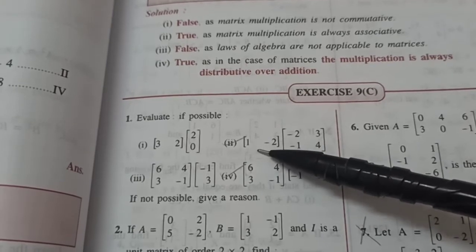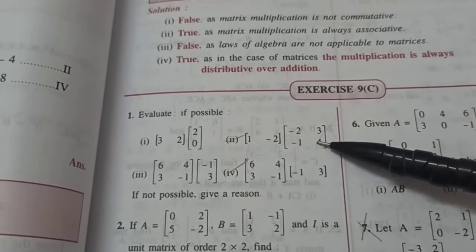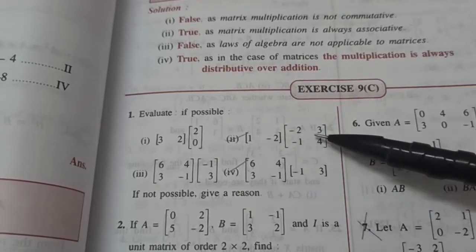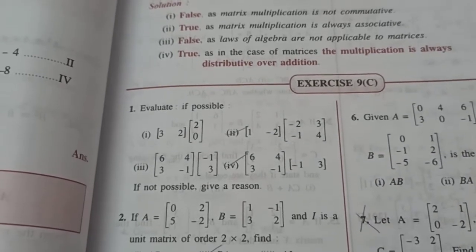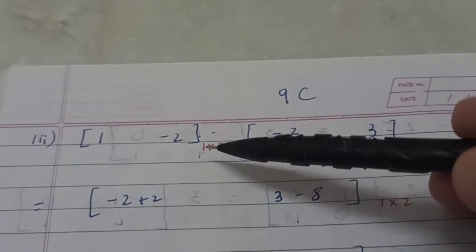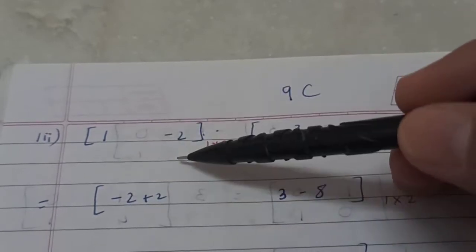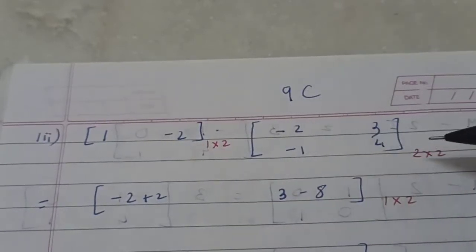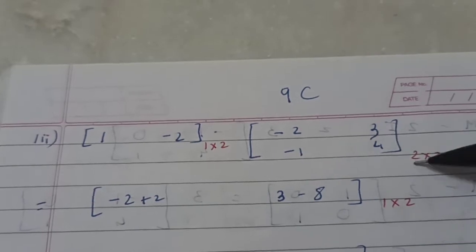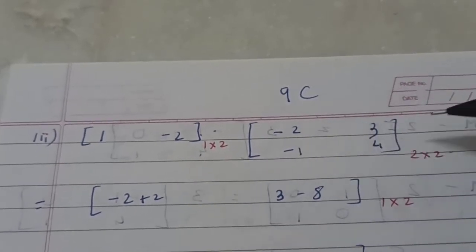1.2, matrix into matrix. First, we need to determine the orders of the two matrices. Here, the order is 1 by 2, that is 1 row and 2 columns. And here, the order is 2 by 2, that is 2 rows and 2 columns.